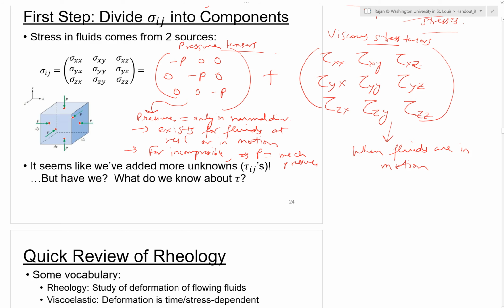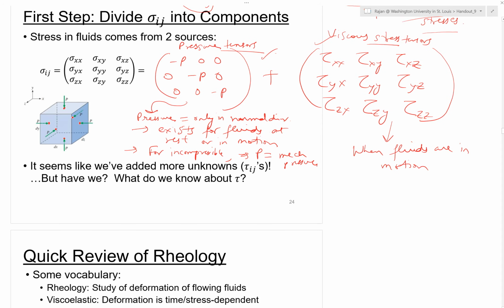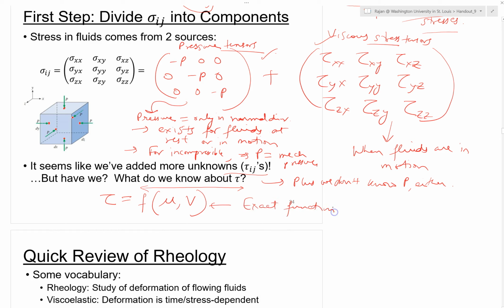Okay, now you might be wondering, wait a sec, we probably have opened up a can of worms here. It was much more simplified with just a sigma ij stress tensor. Now you have the pressure tensor as well as the viscous stress tensors added on. So we have way more unknowns, plus we don't know P either. But what do we certainly know? That is something. Why have we done this? Because we know the relationship between stress tensors, or in particular stress, which is a function of viscosity and velocity. Of course, the exact function depends on the type of fluid.